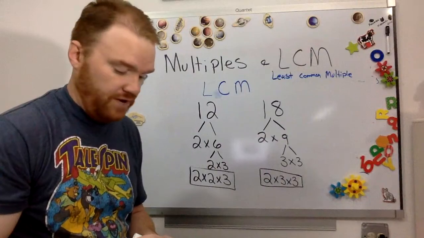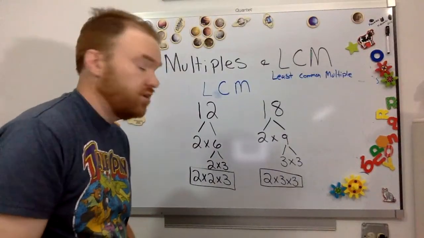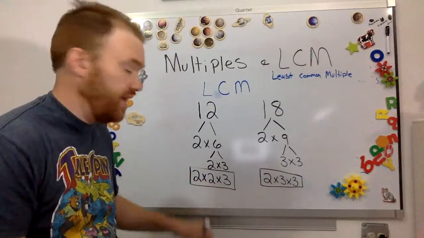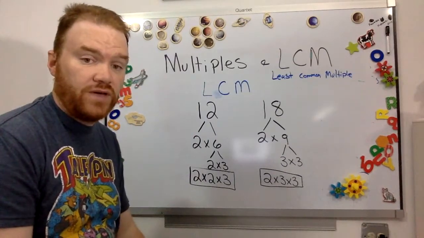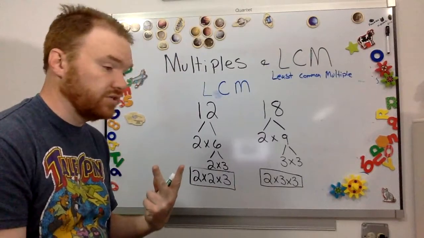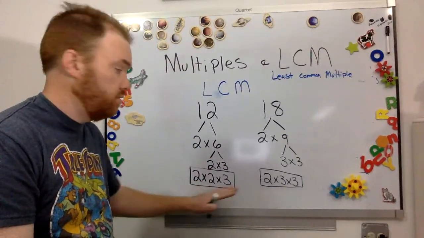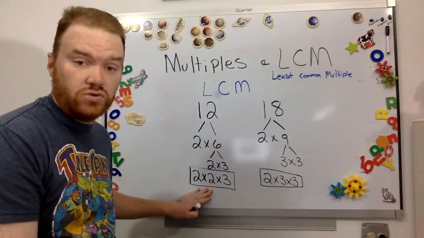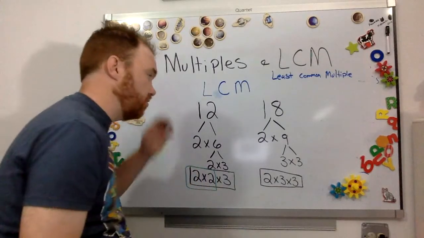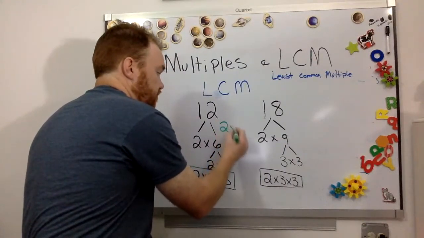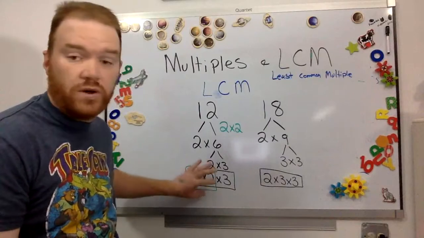Now I have that. How do I use that to find my least common multiple? Here's what you need to do. You need to look at the common prime factors they have. Both of these have 2 and 3 as their common prime factors. If 2 is a common prime factor of these two numbers, which one has the most 2's? 12 has two 2's. So I'm going to circle those two 2's and put them right here: 2 times 2. I'm going to ignore the 2 in the 18. This one had more, so I'm taking those 2's.